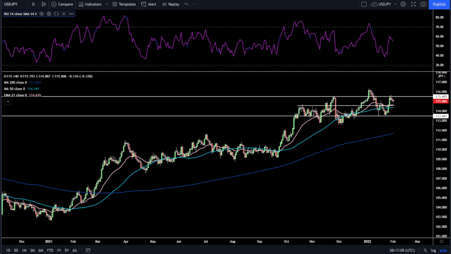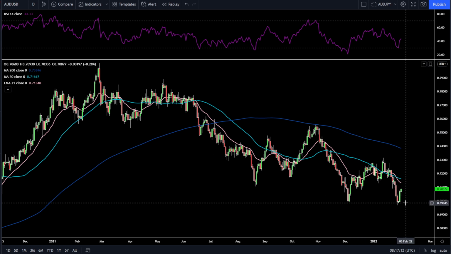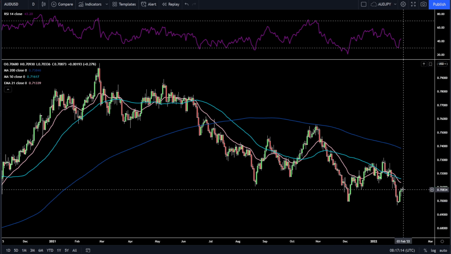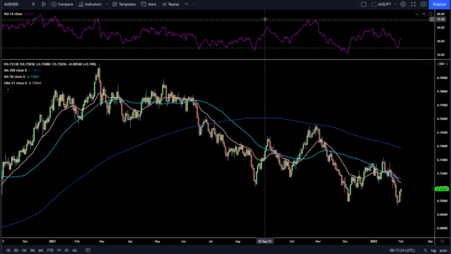Moving on to the Aussie dollar, we're seeing it nice and strong this morning off that RBA meeting, and it's rallied up into this sort of 0.71 area. We'll see if it can break above there.